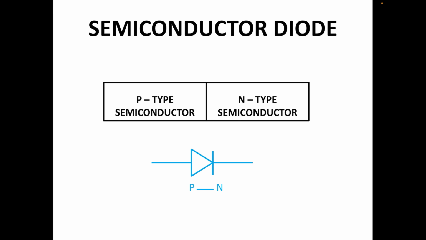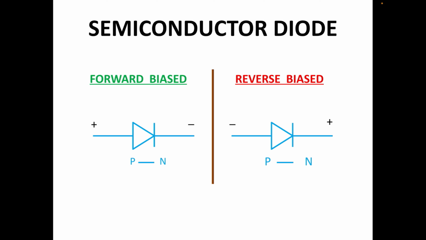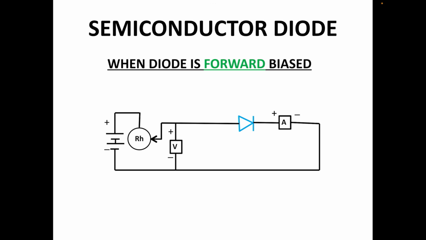diode. P side of the diode is represented as a triangle and N side as a vertical line. A semiconductor diode is said to be forward biased if P side is connected to positive of battery. The diode is said to be reverse biased if P side is connected to negative of battery. This is the circuit diagram for plotting volt ampere characteristic curve for diode when it is forward biased.